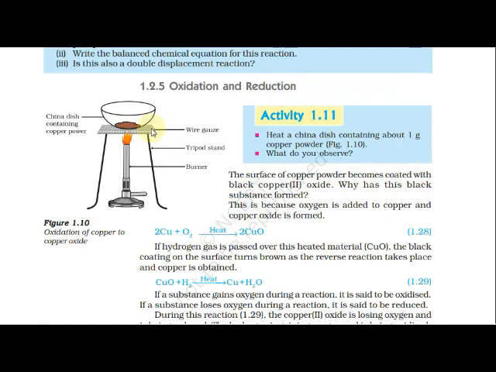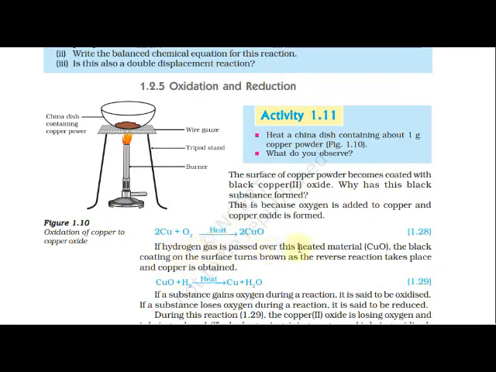2Cu plus O2 gives 2CuO after heating. Here the balanced equation is given. 2Cu, 2Cu. O2, O, and here 2, O2. So this reaction is a balanced reaction. 2Cu plus O2 gives 2CuO.